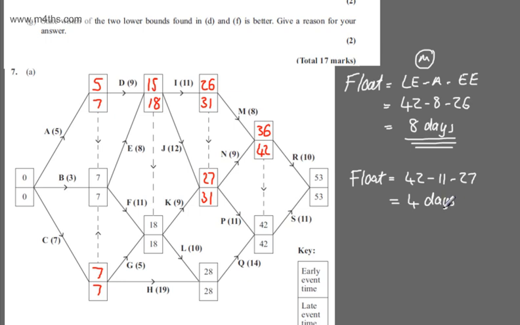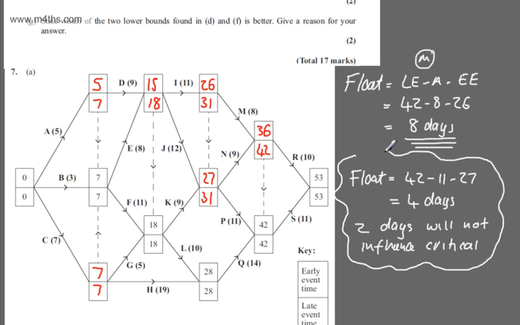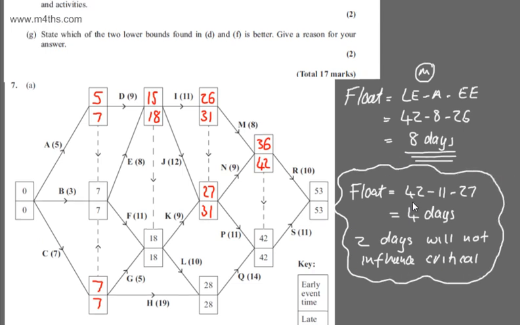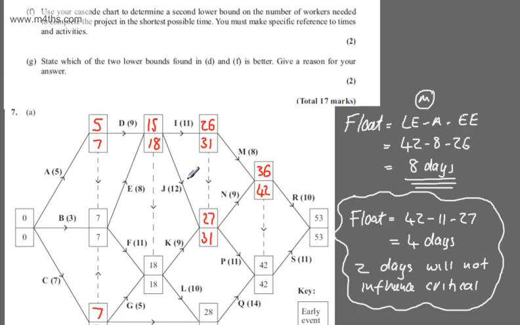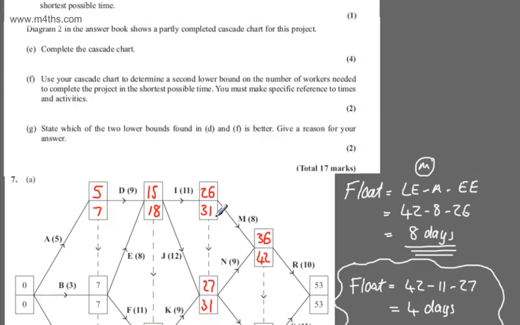So 2 days will not change the critical time, will not influence the critical time. It's not a critical event, and it has a float of 4 days. So 2 days is not going to do anything. If we now look, so 2 days, and let's just check I've done that, that's perfectly fine. So that's P. So we've done that 42 minus 11 minus 27.